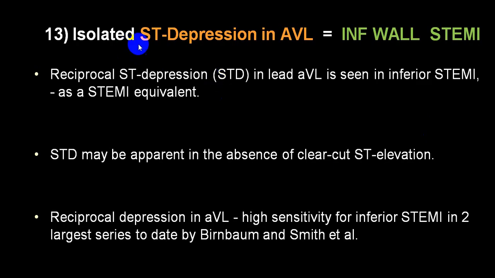If there is an isolated ST depression only in aVL, do keep it in mind, inferior wall STEMI. Have a repeat ECG, have an echocardiography, have a subsequent ECG, compare with the previous ECG. Serial ECG should be taken. It is highly sensitive. This is considered as a reciprocal change of inferior wall STEMI.